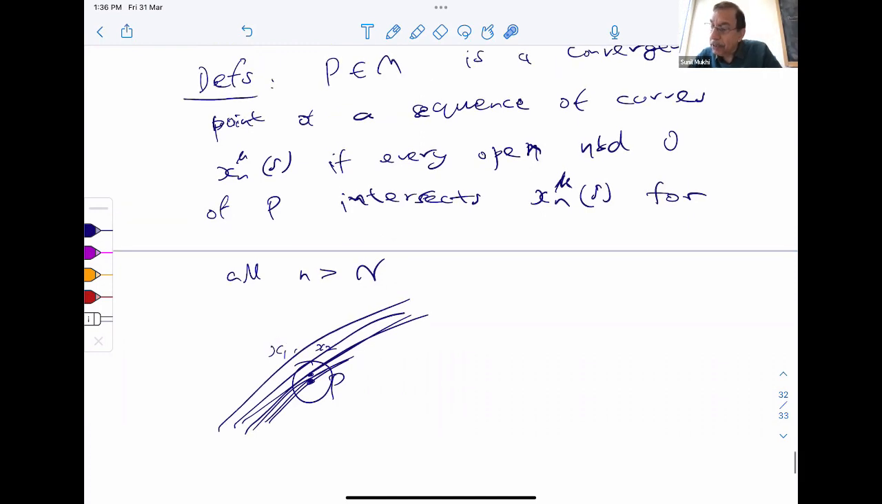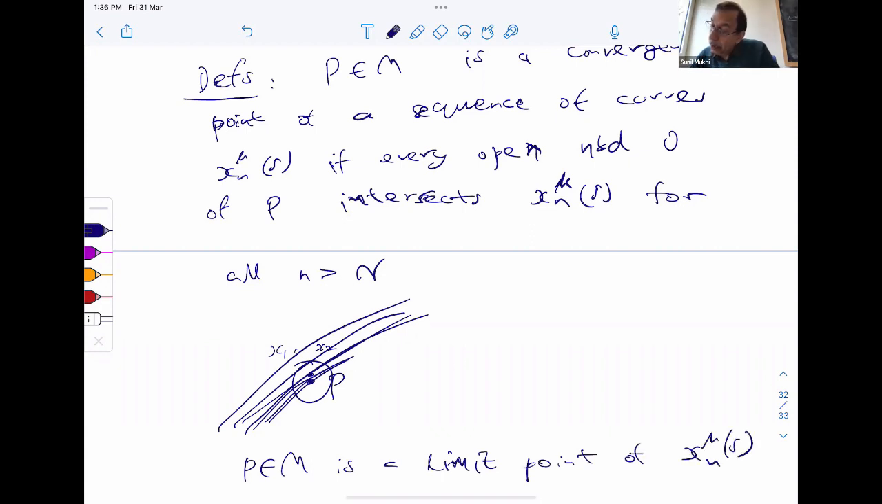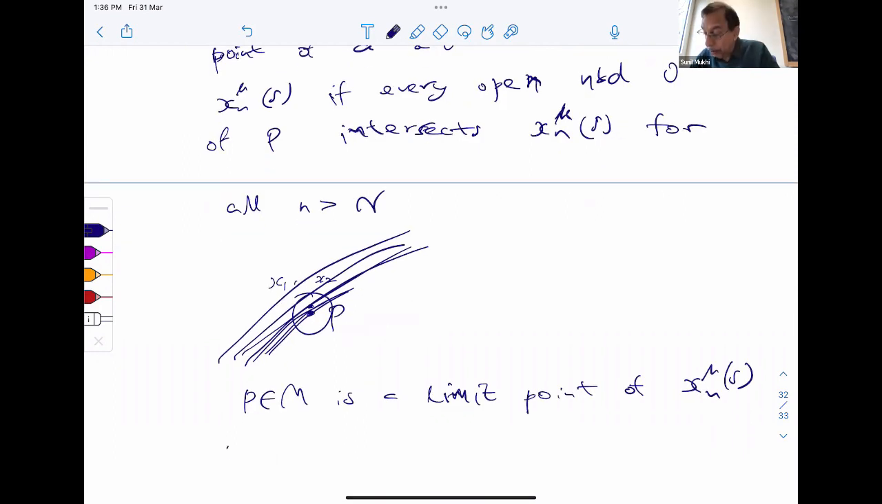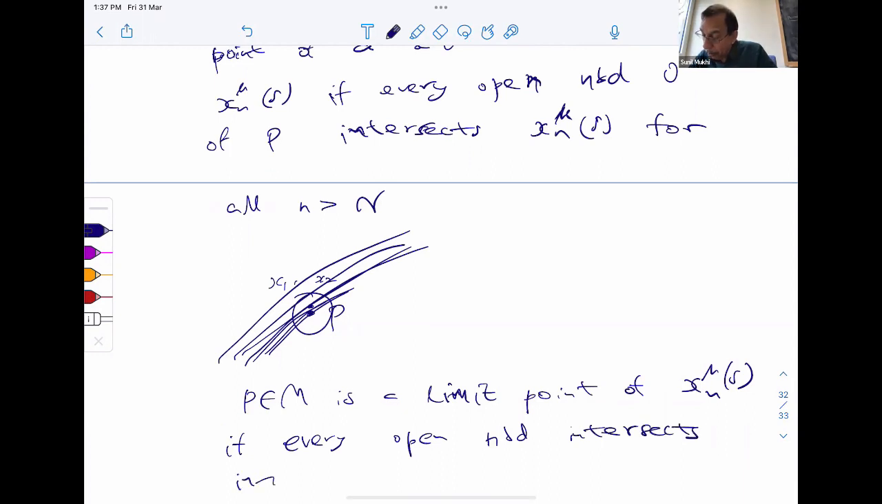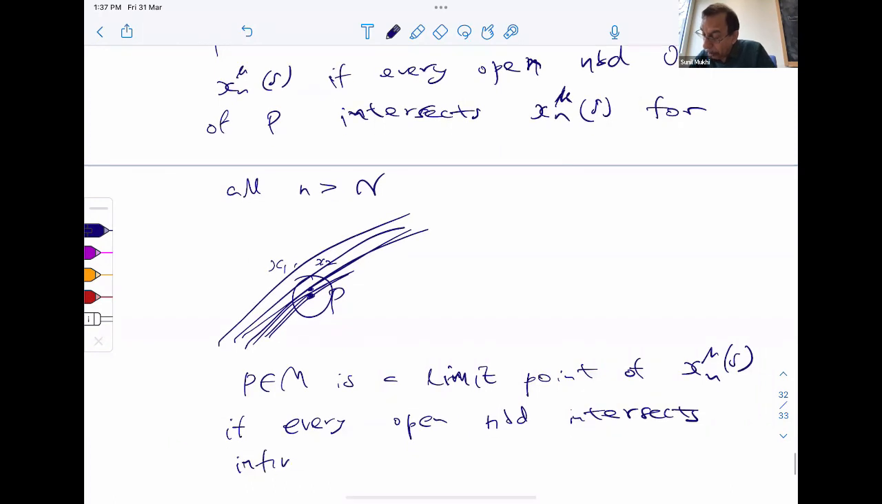Now, there's a slightly weaker condition that's also used, which is that P in M is a limit point of the same family of curves if every open neighborhood intersects infinitely many X_n(S).